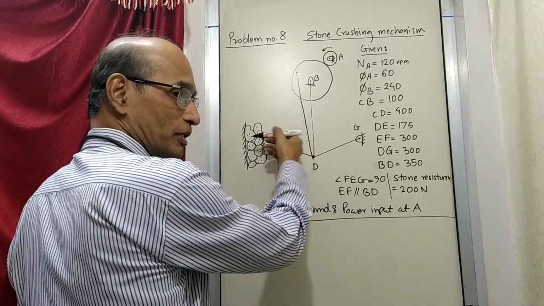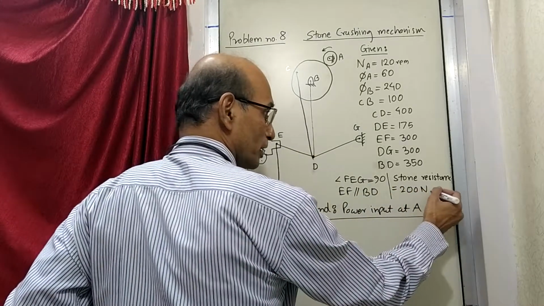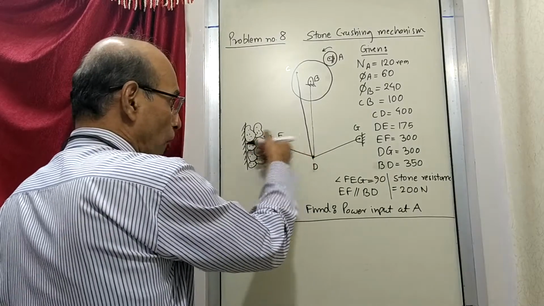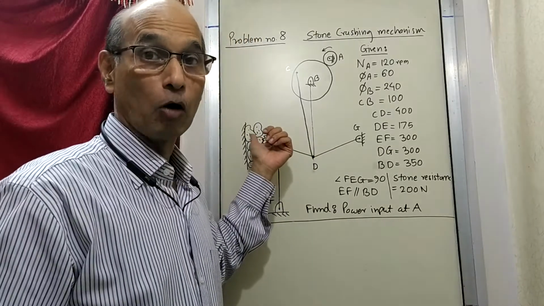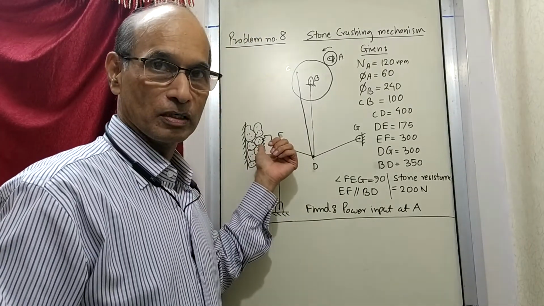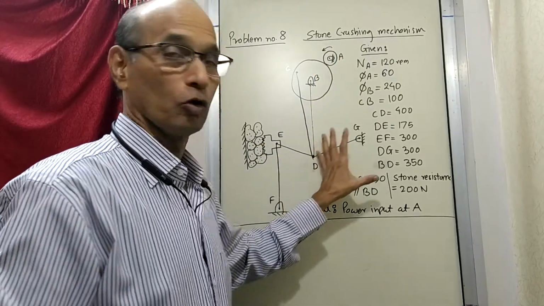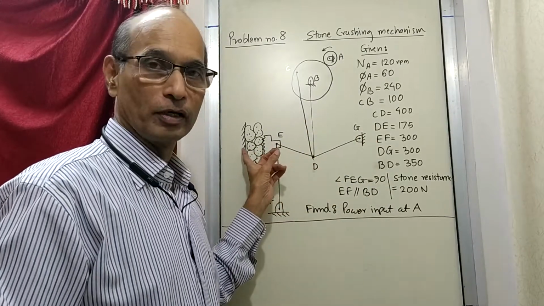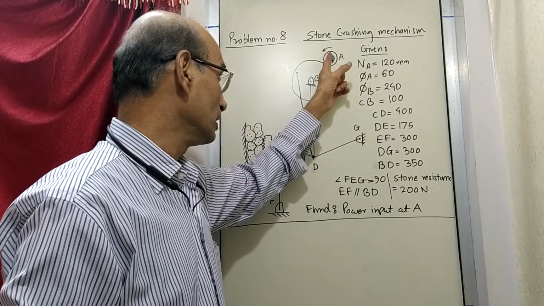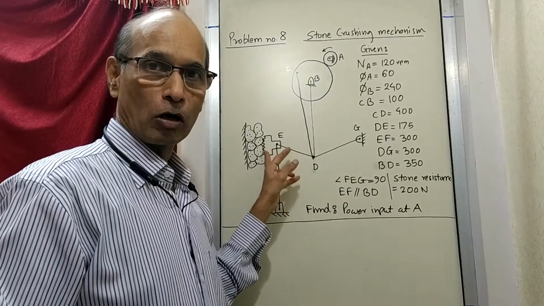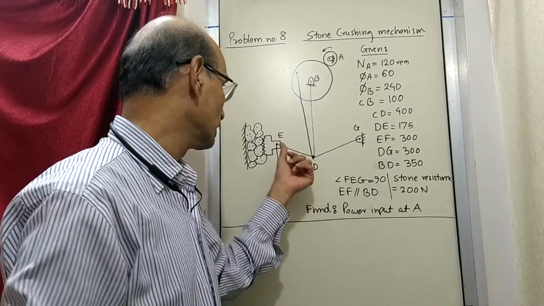as you know, force into velocity is power. So 200 Newtons into the velocity of E, VE, is going to be the power that is required for crushing the stone. Whatever power you require becomes the power output. For this much power output, you have to provide the same power input here, assuming that there are no losses. So whatever power output you require, you have to supply the same power at A. The power input at A is the same as the power output here, and the power output required is equal to force into velocity, where the force is this and the velocity is the velocity of E.